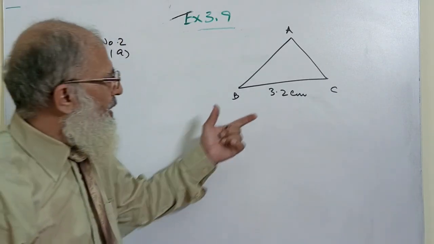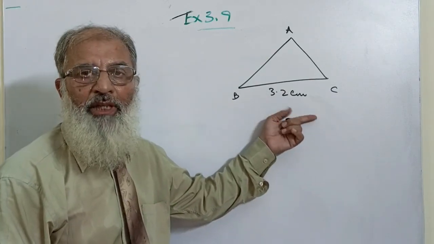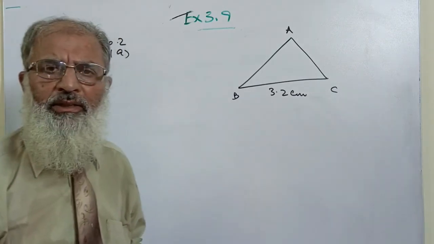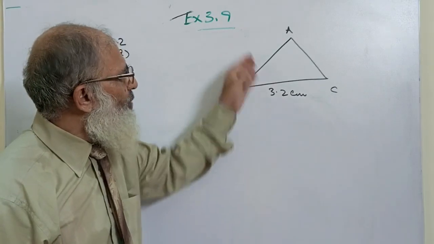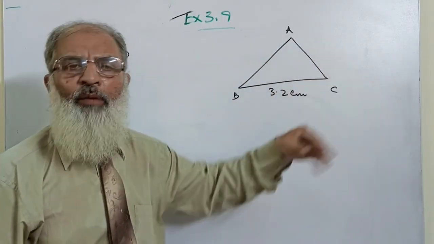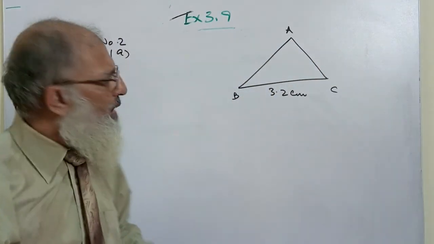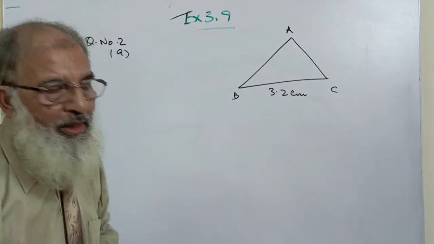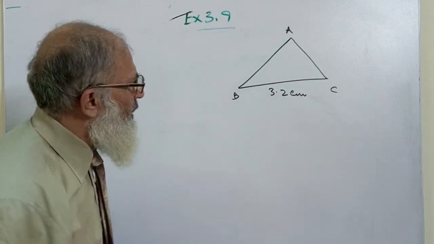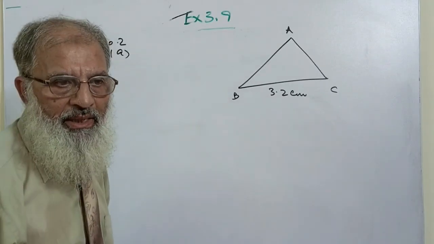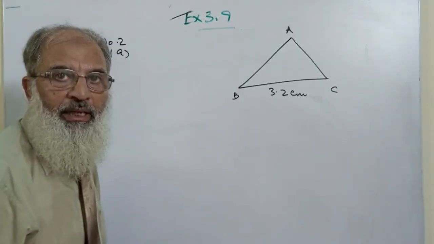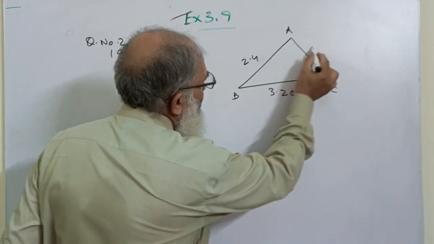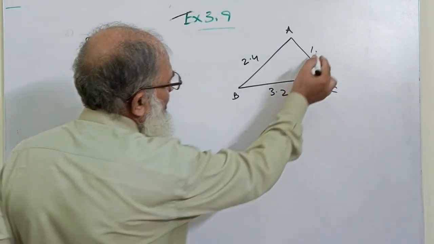whenever you draw a triangle, the longest side, you keep the longest side at the base of the triangle. It is not very essential. You can keep this 3.2 over here, or 3.2 over here, but it is a thumb rule that you keep the longest side at the base of the triangle. Maybe it will give you some ease and comfort while you are constructing a triangle. And the second is 2.4, and this is 1.7 centimeters.